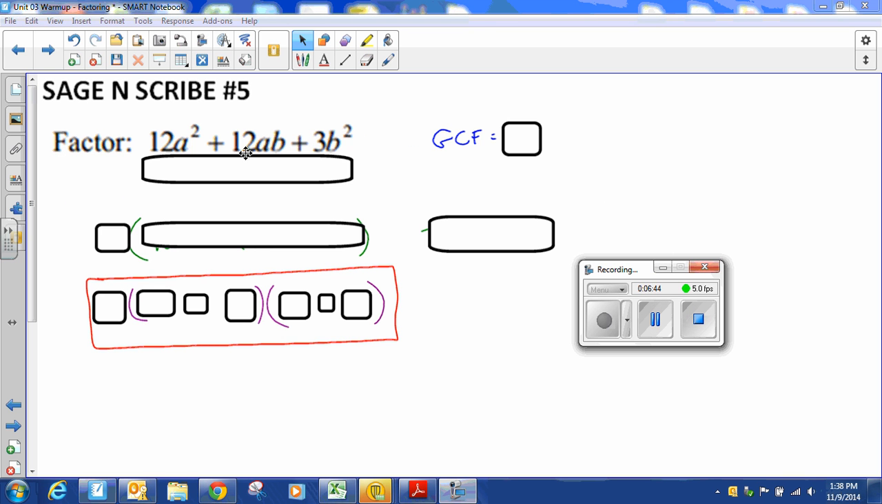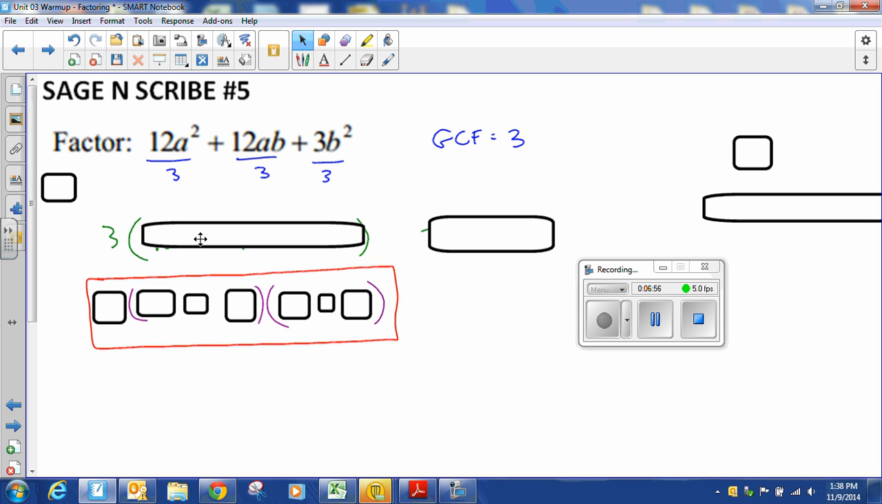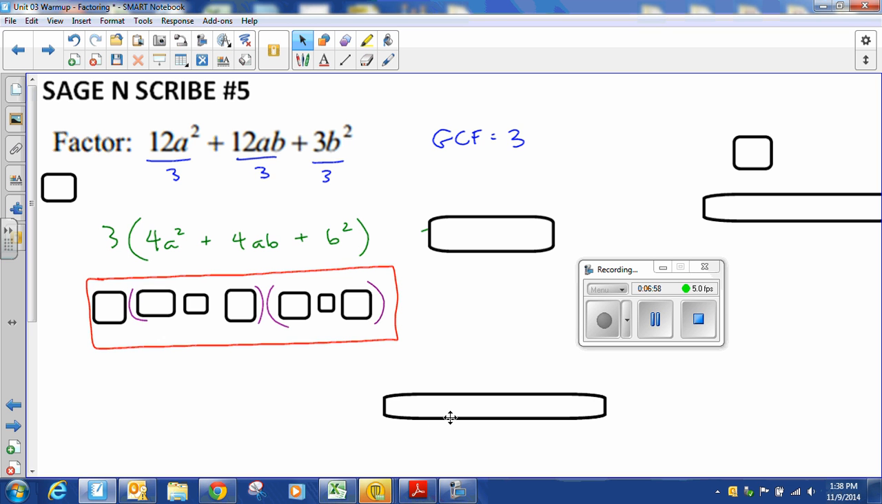Number 5, so we have a trinomial. There's multiple variables here. There's a and b. Is there a GCF we can factor out? Yes, it's in the coefficient. It's 3. So we divide each term by 3. We end up with 3 times the trinomial 4a squared plus 4ab plus b squared. The GCF just comes down to the final expression down here.